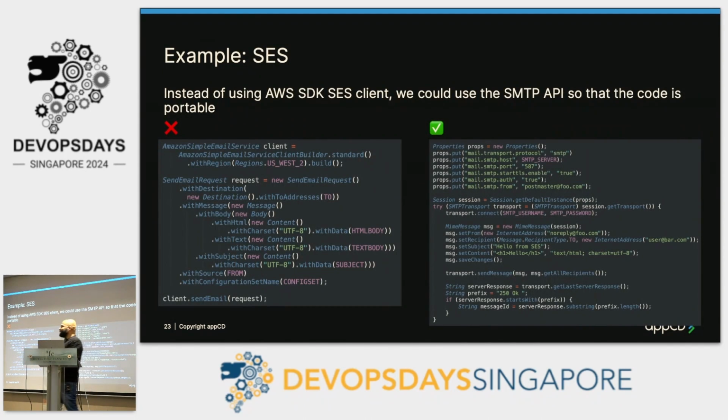Another example, like SES. So we ended up using SES, and for accessing the email service, there are multiple ways. You could be using the AWS SDK, SES client, or you could be using just the SMTP API. So prefer using SMTP API here because then your code is portable. If I move it to another cloud provider, I am just changing some environment variables. You might miss a feature or two, but that's the cost you are paying for using portable code. Again, these are examples from true stories.